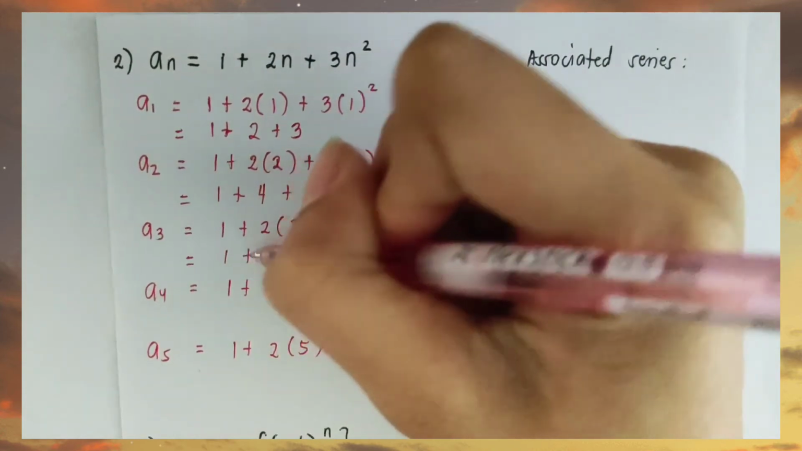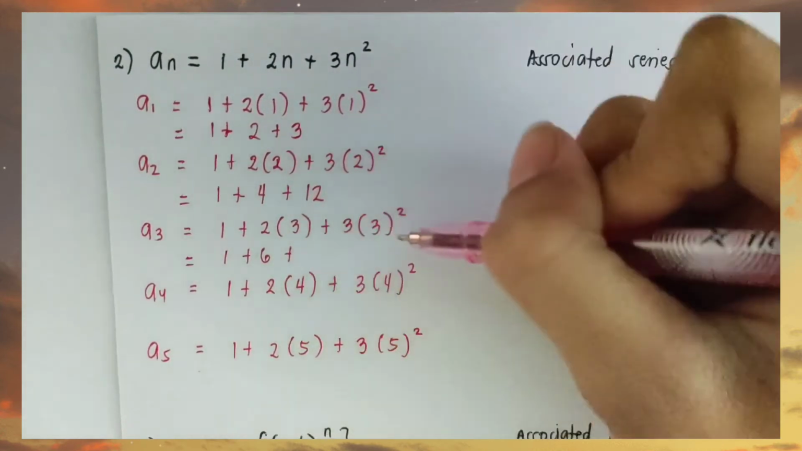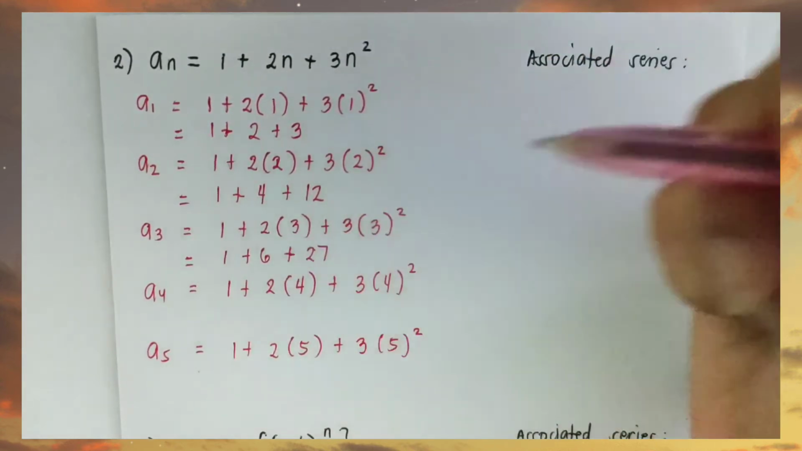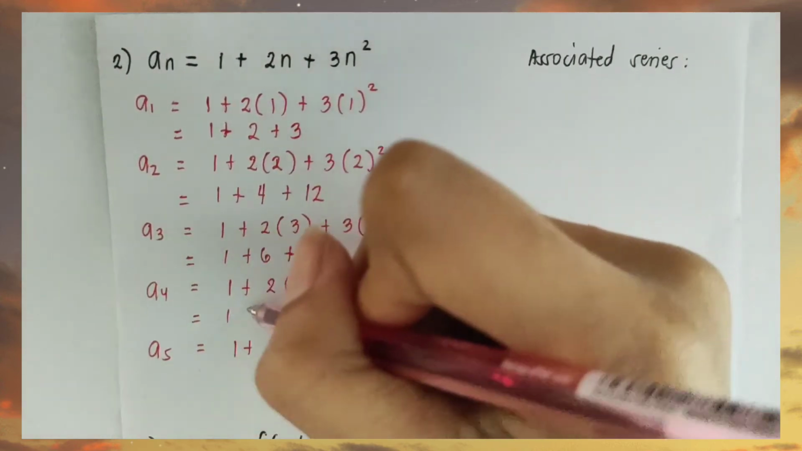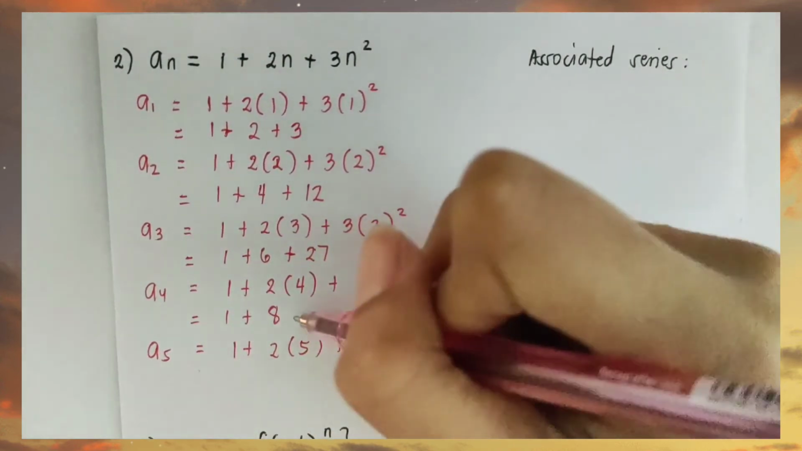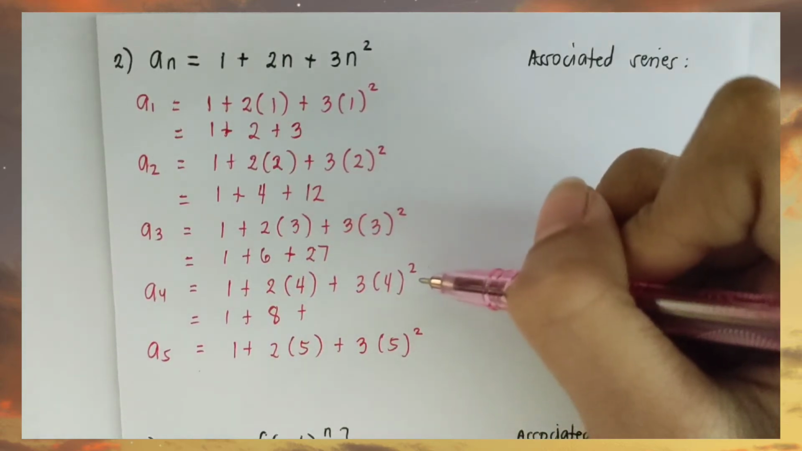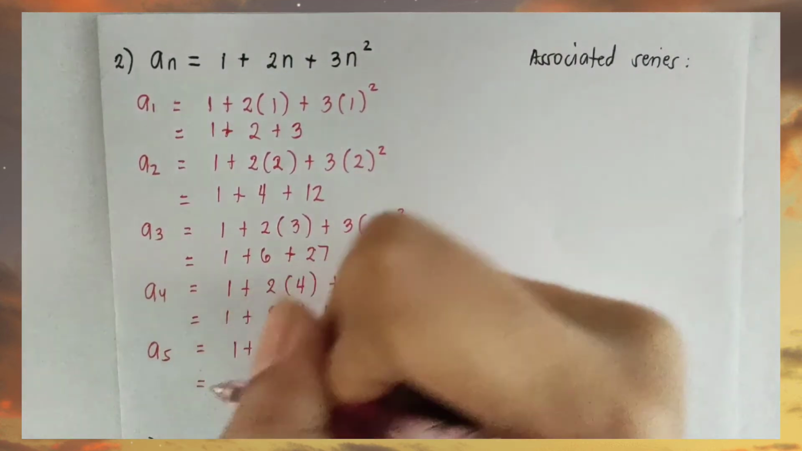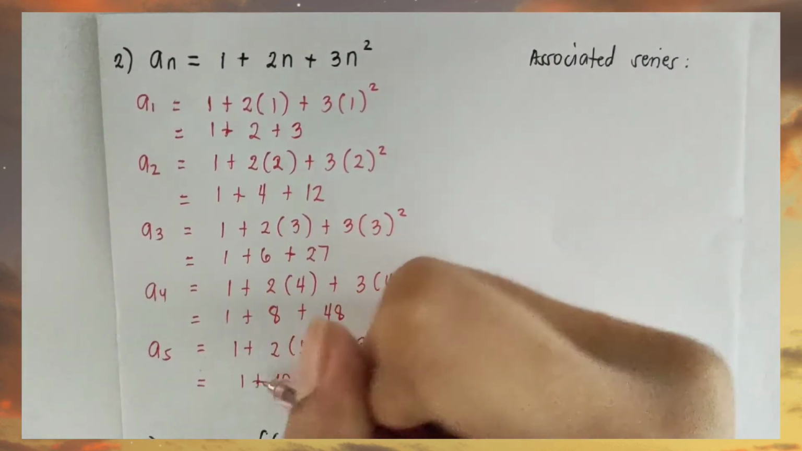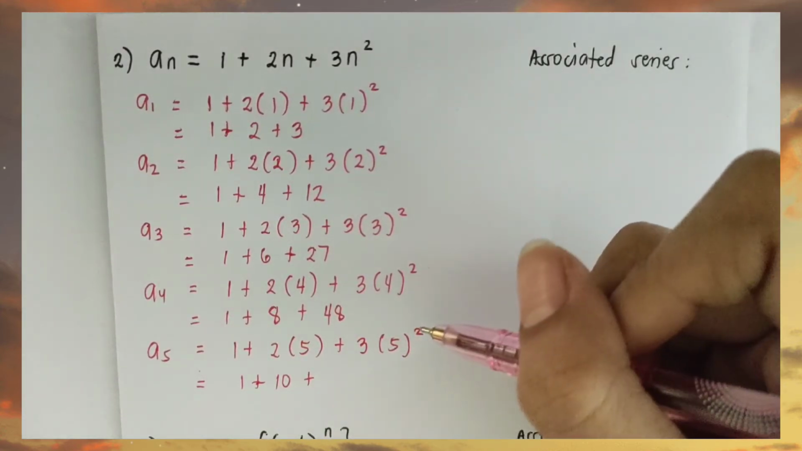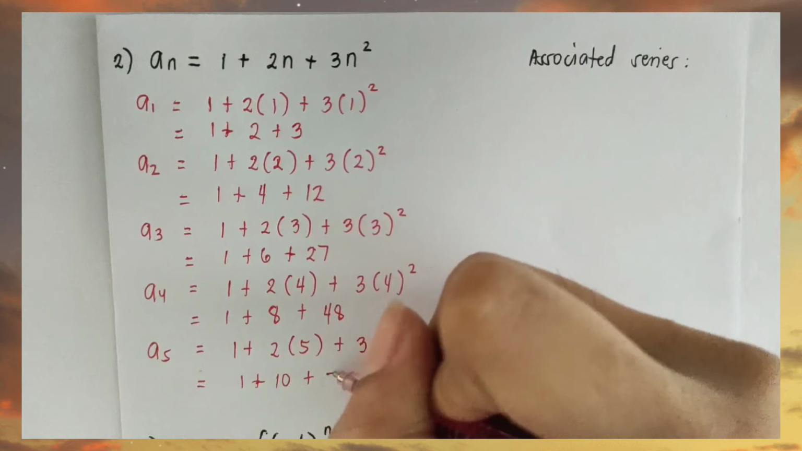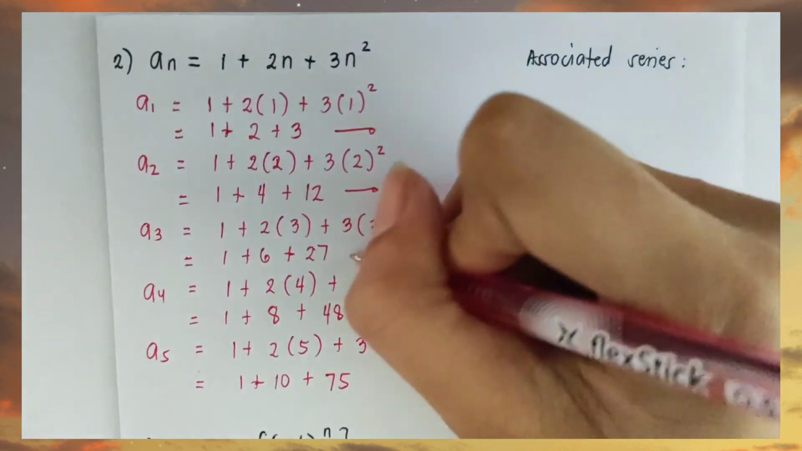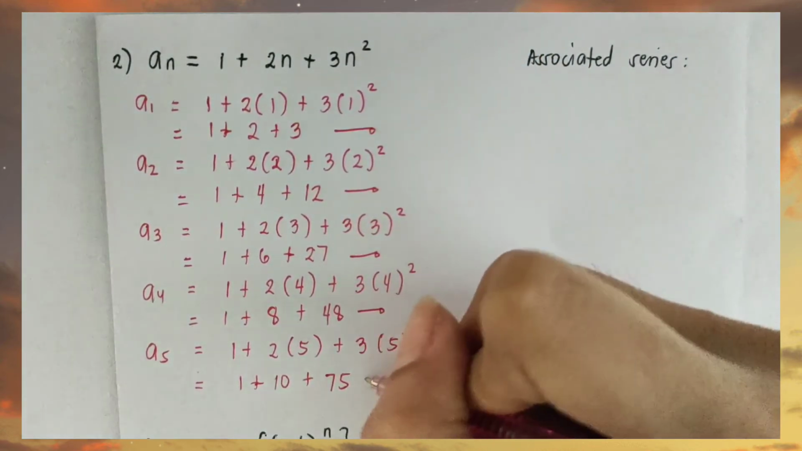Next, 1 plus 2 times 3 is 6 plus 3 squared is 9 times 3, 27. Next, 1 plus 2 times 4 is 8 plus 4 squared is 16 times 3, we have 48. Then last, 1 plus 2 times 5 is 10 plus 5 squared is 25 times 3 is 75. Now let us compute further values of our A sub 1 up to A sub 5.